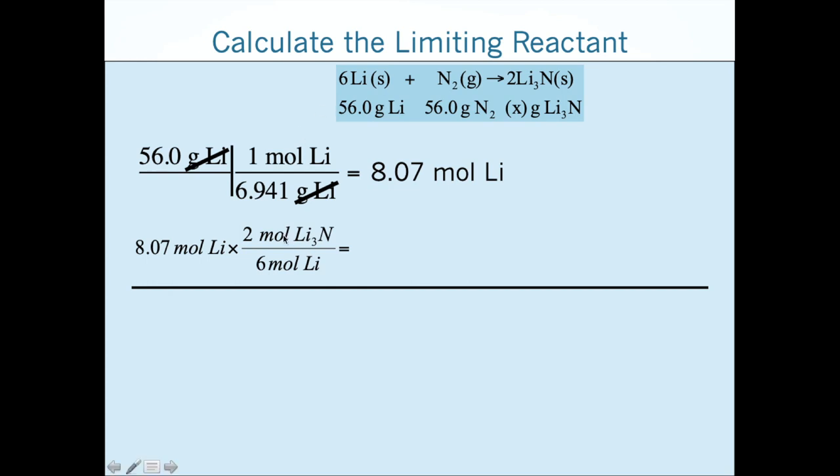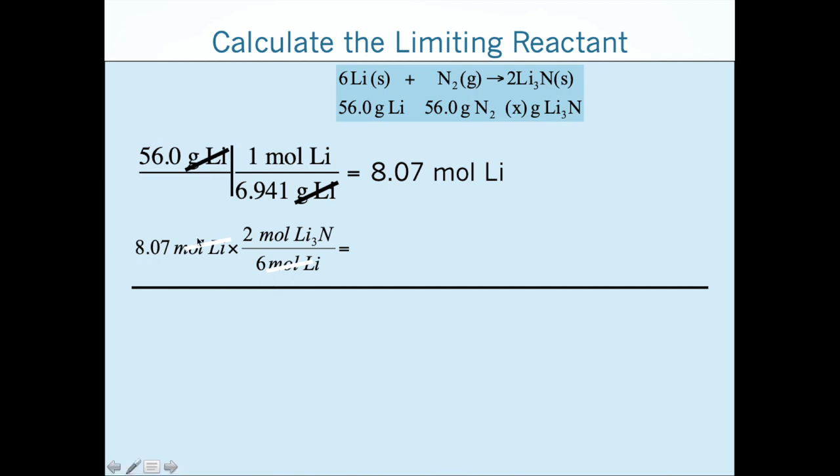So I'm going to multiply by 2 and divide by 6, because again, I want my moles of lithium to cancel out, and it's moles of lithium nitride I want. So I'm going to put those coefficients from that balanced equation that correspond to those chemicals. There's 6 lithiums in my balanced equation, and 2 lithium nitrides from my balanced equation. And that's why I put those numbers where they are. And there I get moles of lithium to cancel out.